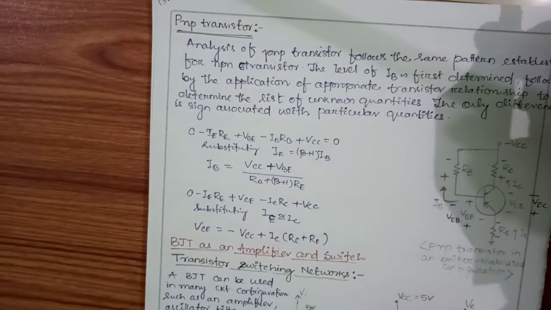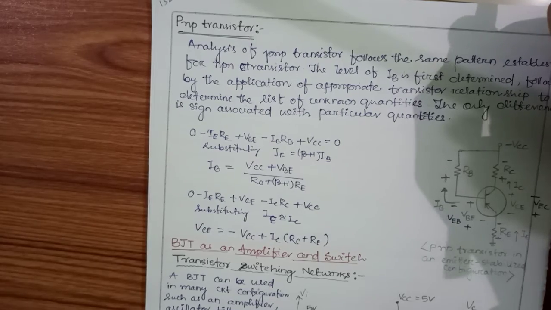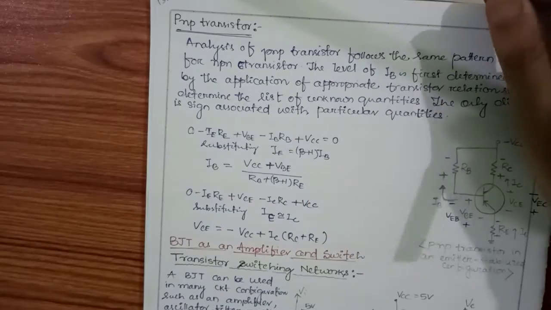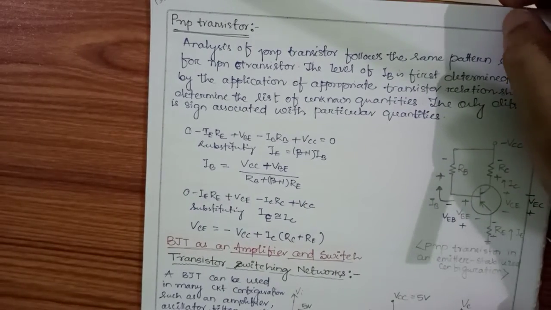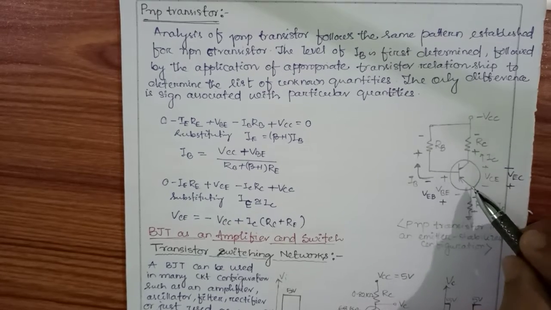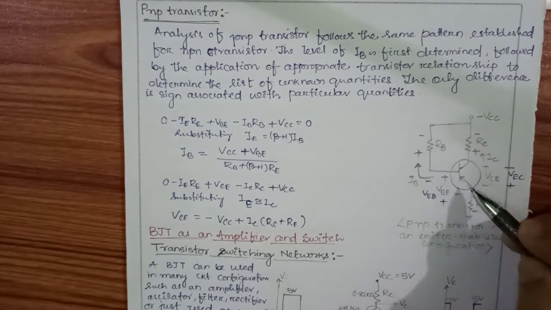Our direction of current changes, that is IE is equal to IC plus IB. Here current will start from the emitter and it will reach the collector and base. And the other thing is the direction of the symbol arrow. So the circuit symbol looks like this. This is the PNP, meaning it is pointing in.